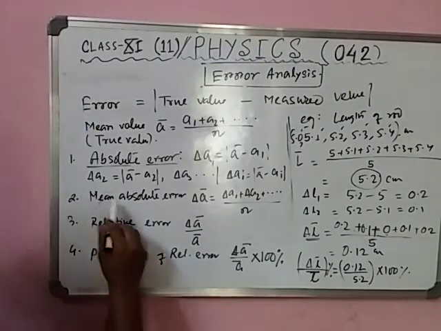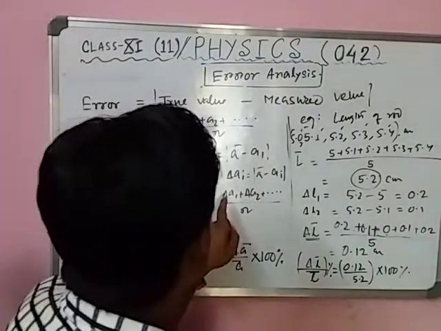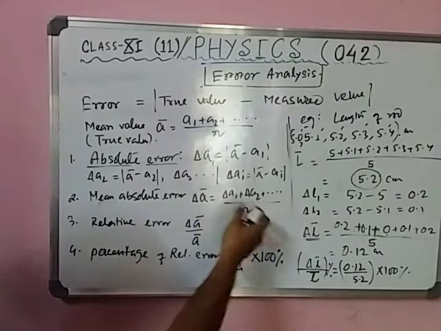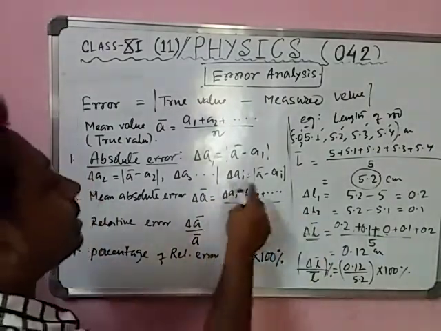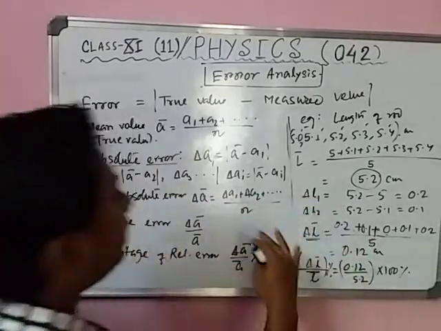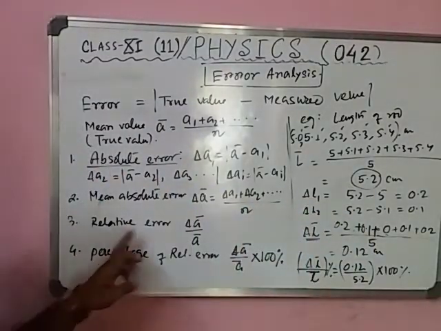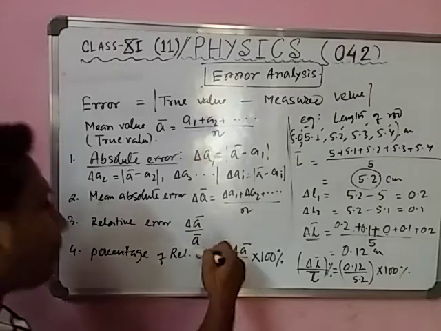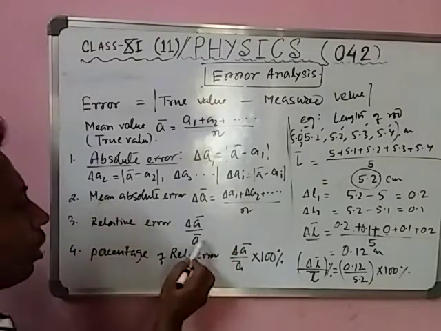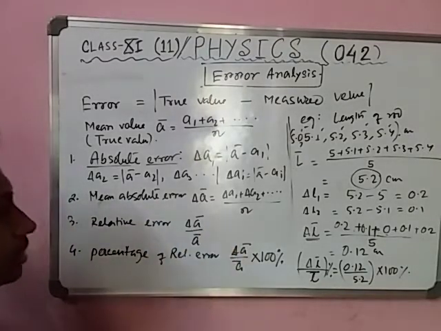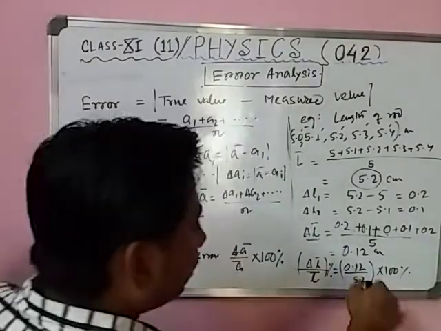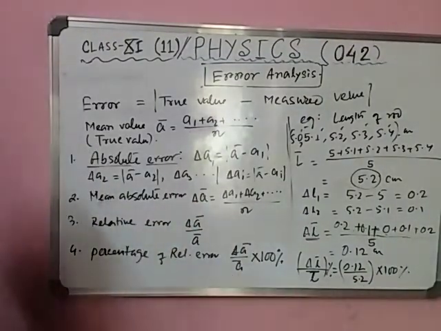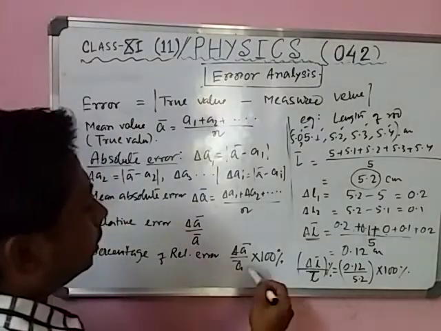Then you have to find the mean absolute error. Mean absolute error means the mean of the absolute errors: delta A1, delta A2, delta A3 divided by the number of observations. Next, relative error. Relative error means delta A bar by A bar, the original one. Here delta L bar means 0.12 and the original one is 5.2. Divide it. And then the percentage of relative error, the percentage relative error, is into 100%.